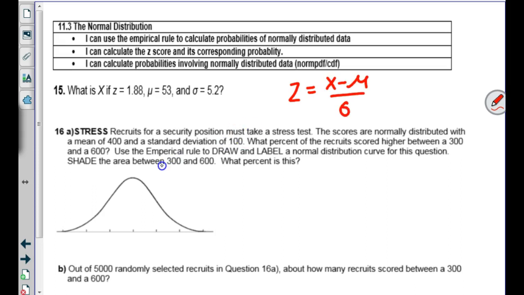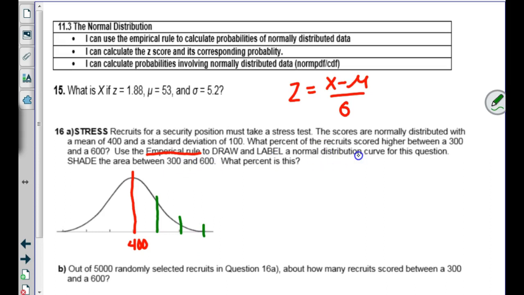16 is asking specifically for the empirical rule. So on your reference sheet, it says this is the mean. So you need to label this. For this question, the mean was 400. And then on the sheet, it says mean plus 1 standard deviation, 2 standard deviations, 3 standard deviations. Does everybody see what I'm talking about on the reference sheets?